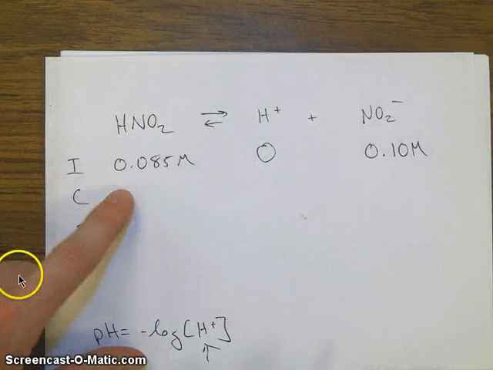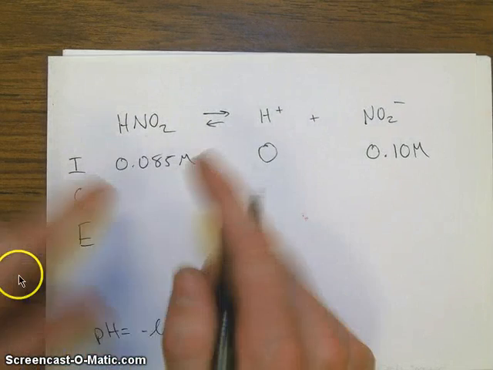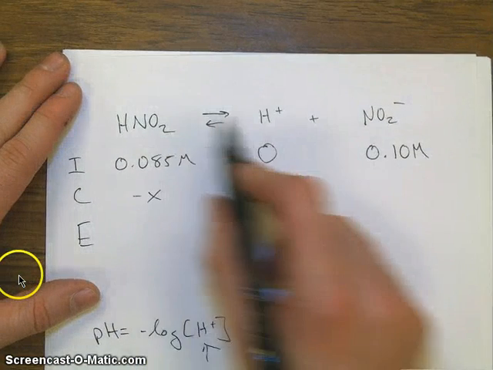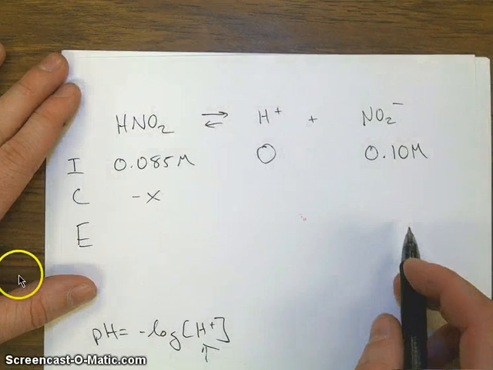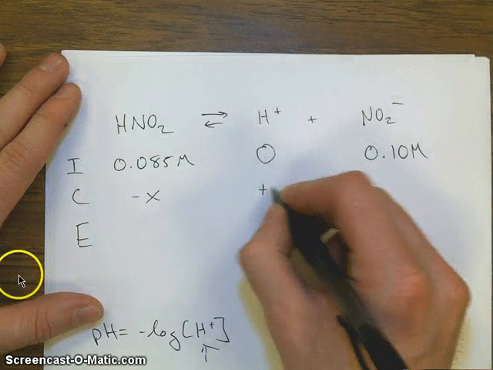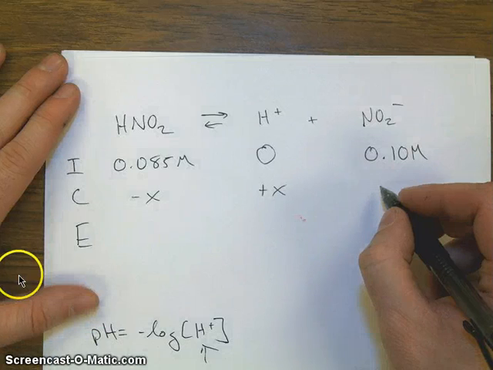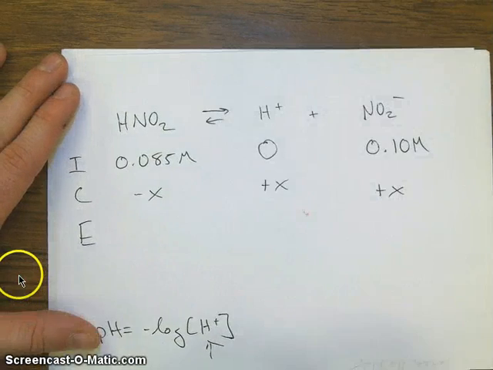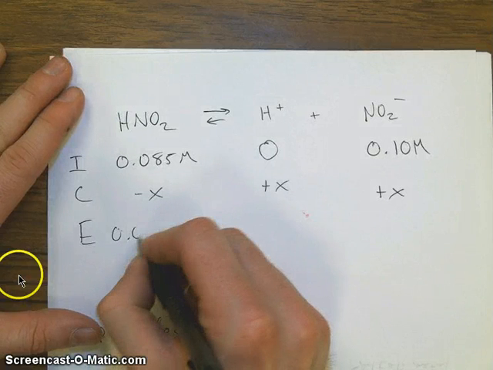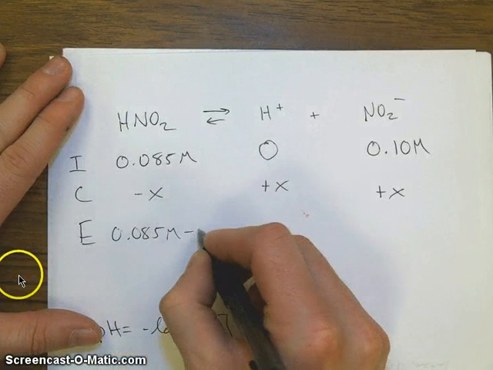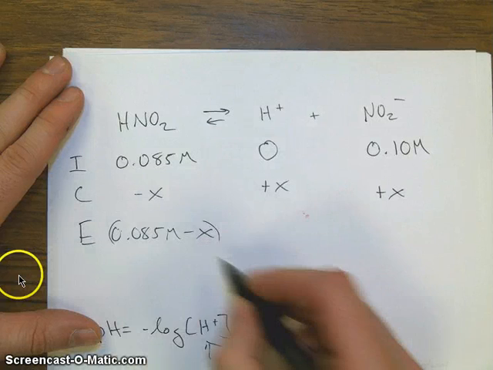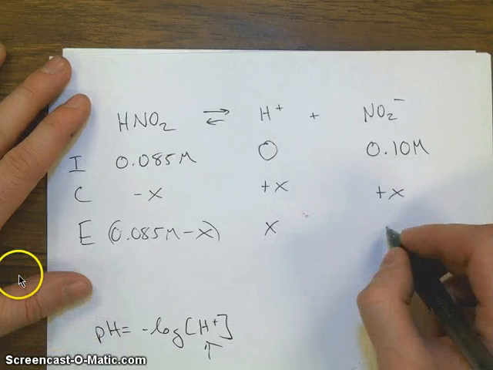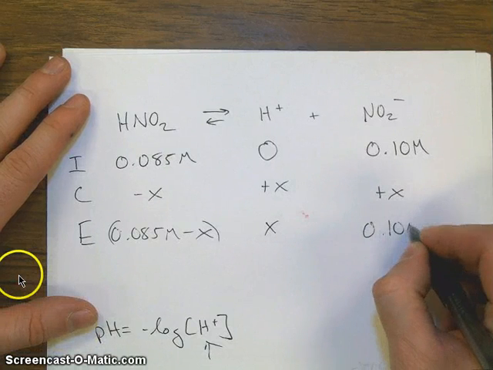So what's going to happen is that this is going to decrease as it ionizes. So some value minus x. Since it's 1 to 1 to 1, all my values are nice and simple. They're just x's. And this is going to go up, and this is going to go up as well as it ionizes. All right, so let me write it out. 0.085 molarity minus x. Keep that together. And then, of course, I have x, and then I have 0.10 molarity plus x.